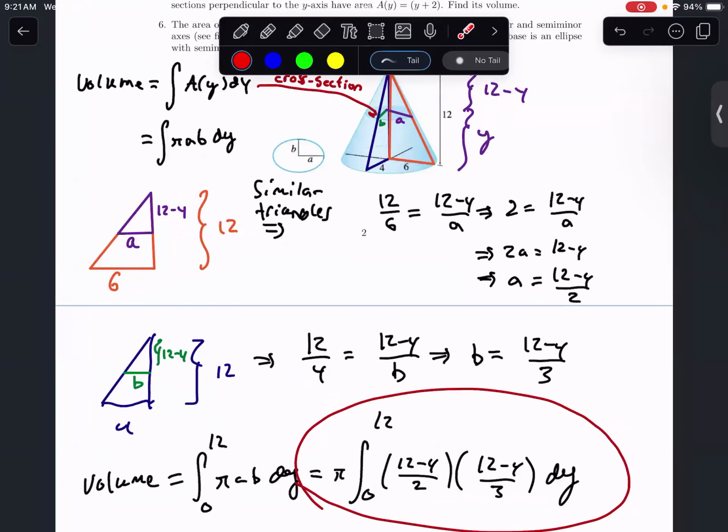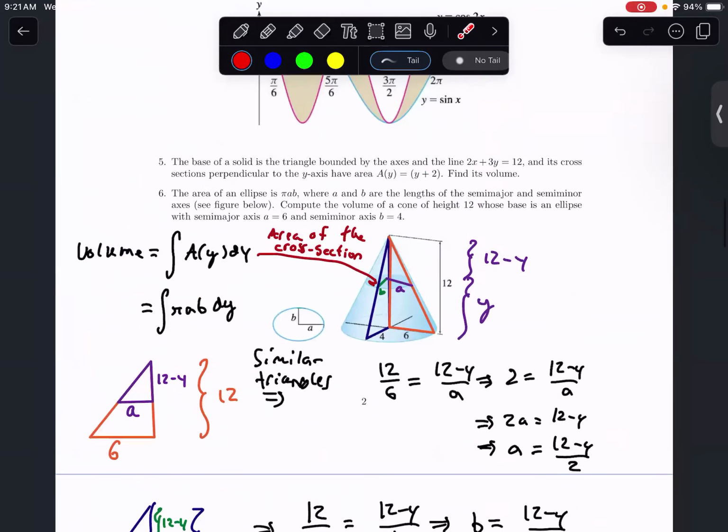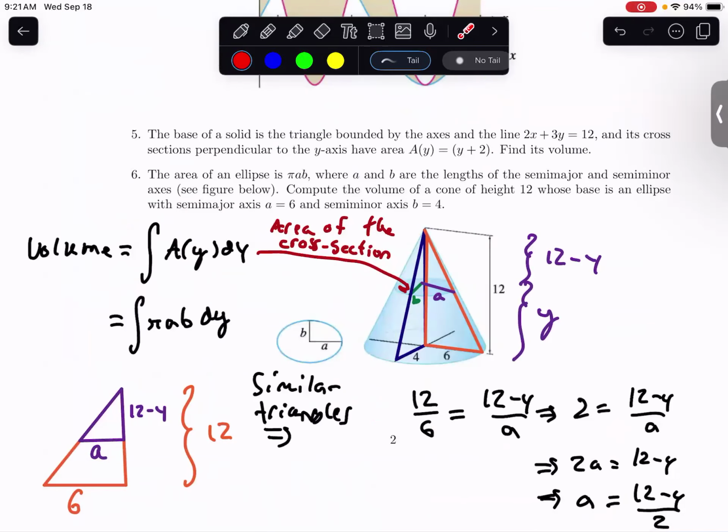Yeah, question. Why are you multiplying A and B together? The reason we're multiplying A and B is that the area of the ellipse is pi times AB. If it were a circle, the equation would be pi r squared, so inside of the integral you would have a pi and an r squared instead. It's all just dependent on whatever shape you're given and the area equation that's given to you. So that's why we're multiplying A and B with one another. Any other questions about this problem?